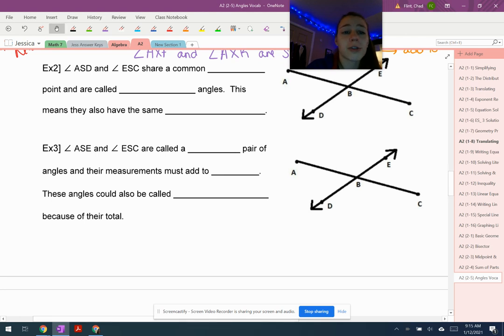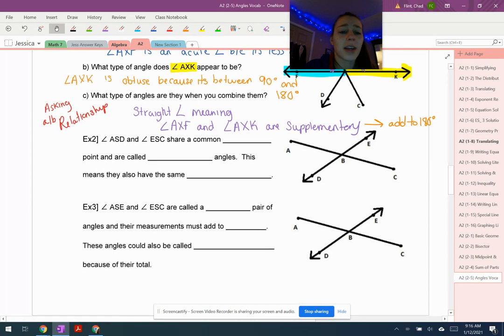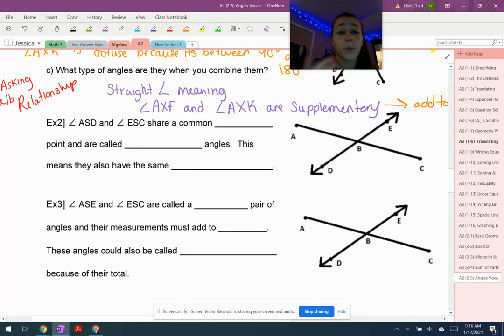Example 2 on 2-5. So angle ASD and angle ESC share a common blank point and are called blank angles. This means they also have the same blank. Okay, so again, I can't make any sense of that until I mark up my diagram and determine what angles we're actually talking about here.